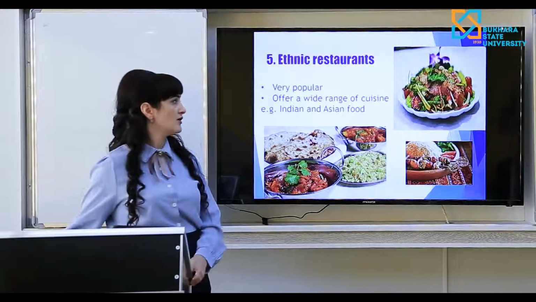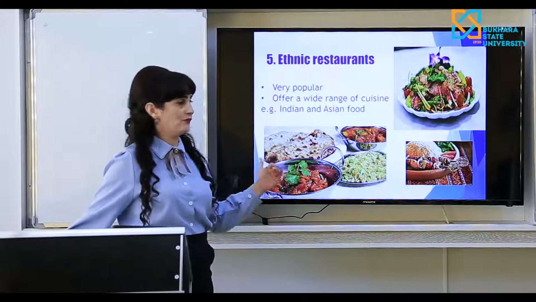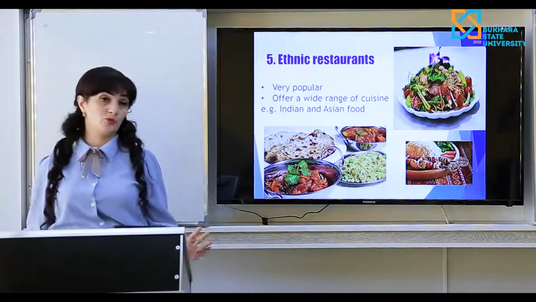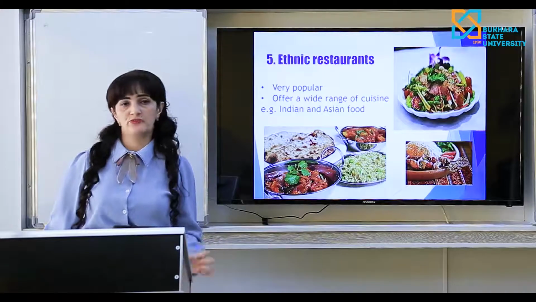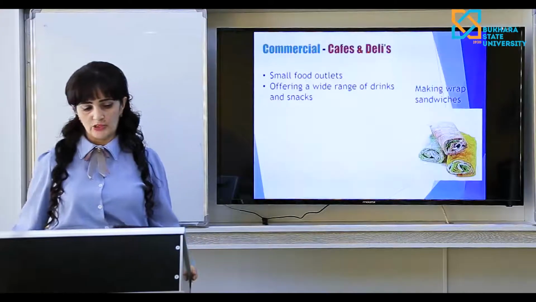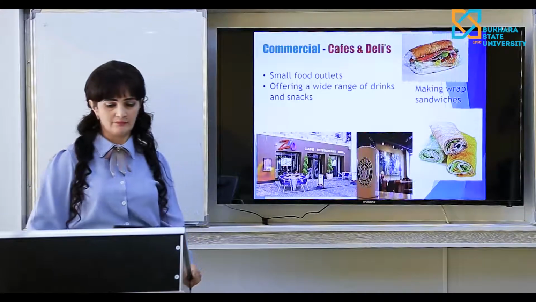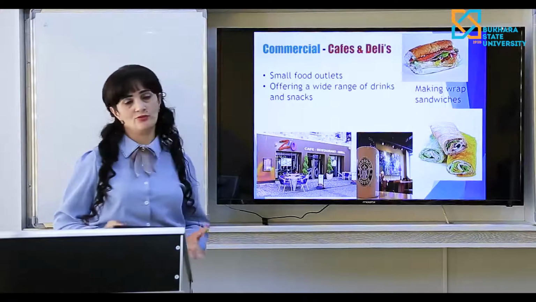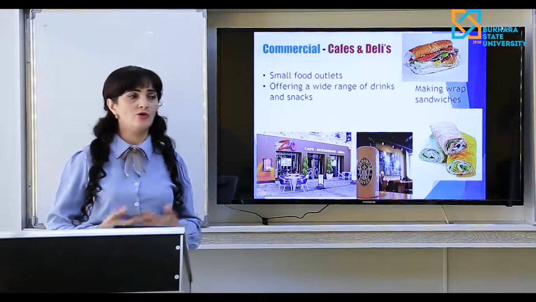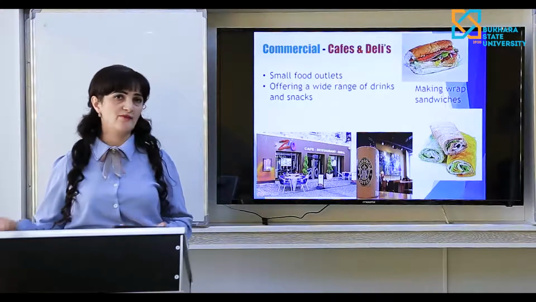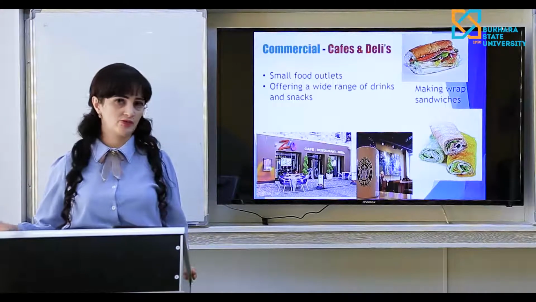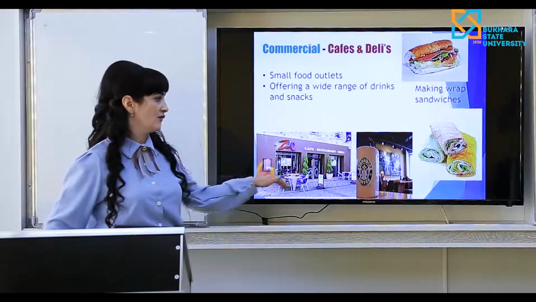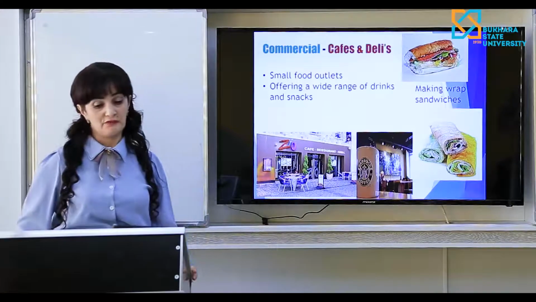Ethnic restaurants may offer, for example, Indian, Asian, or Korean and Chinese food. So ethnic restaurants are very convenient because you can have different cuisines at one restaurant. So what about cafes and delis? I think that working people may choose cafes and delis because they do not have enough time to prepare meals, or to have their meals at fine dining restaurants or casual restaurants, and they would like to choose cafes and delis because fast food and snacks are prepared there.